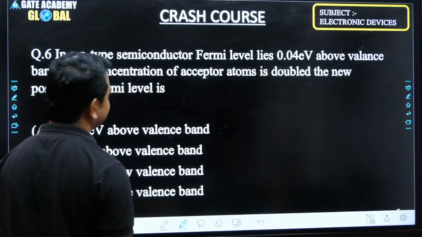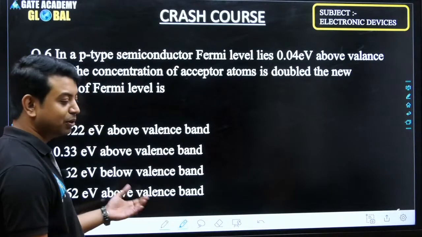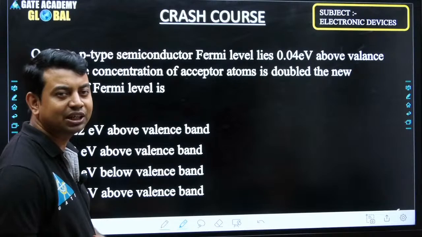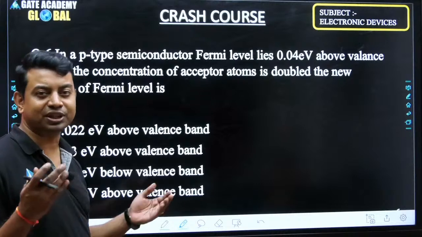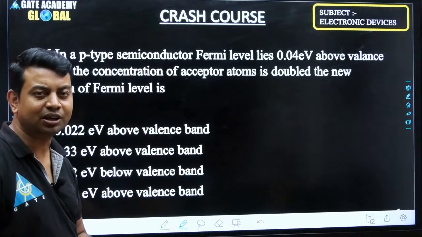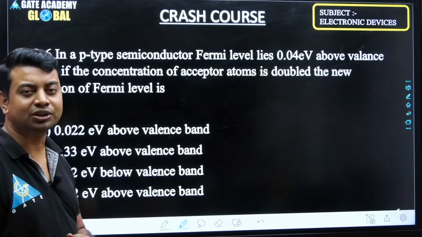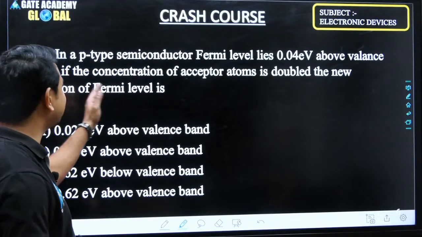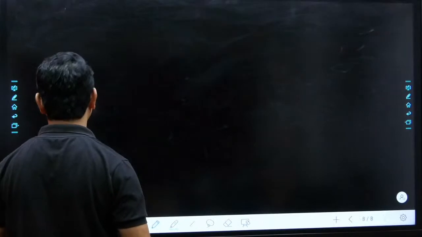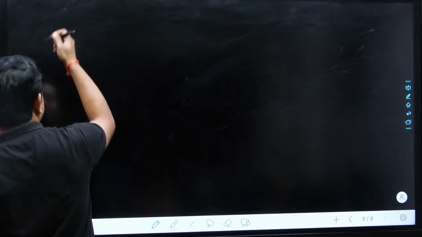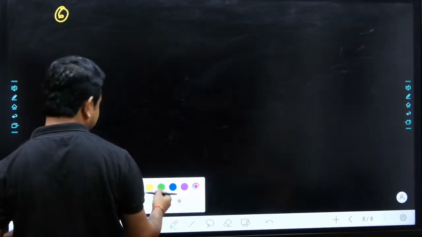In a p-type semiconductor, Fermi level lies 0.04 electron volt above the valence band. This is the right way of writing because we already know that in a normal doping concentration of acceptor atoms in a p-type semiconductor, the Fermi level is always lying above the uppermost energy level of the valence band. So, the same thing is written here. We have done some questions about n-type semiconductor, and this is the question for a p-type semiconductor.